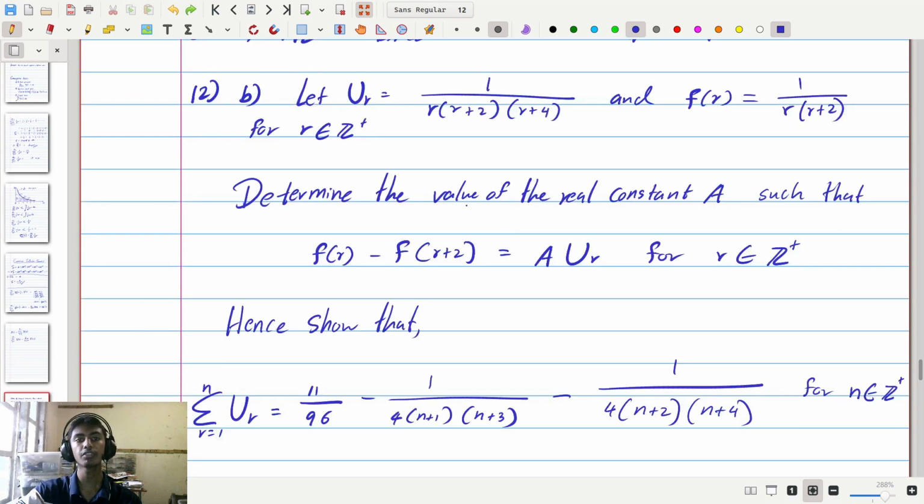At the start we say let u of r be this thing and f of r be this thing, and determine the real constant a such that this equation holds. Let's now find the real constant a by substituting the values into this equation here. f of r is going to be substituted with this, and f of r plus 2 is going to be substituted with this thing, with r substituted as r plus 2.